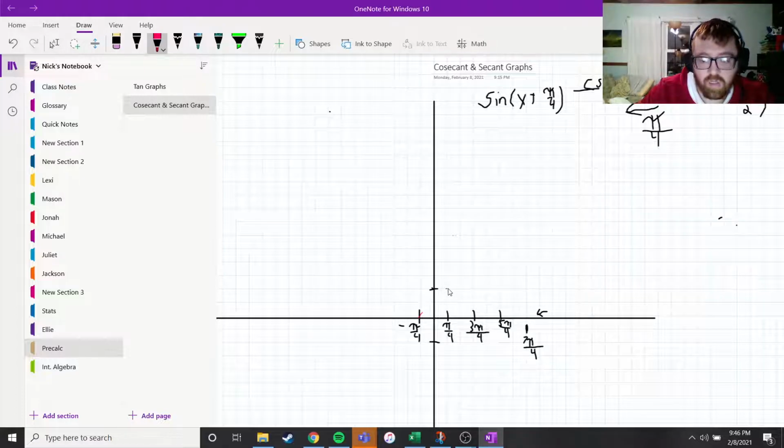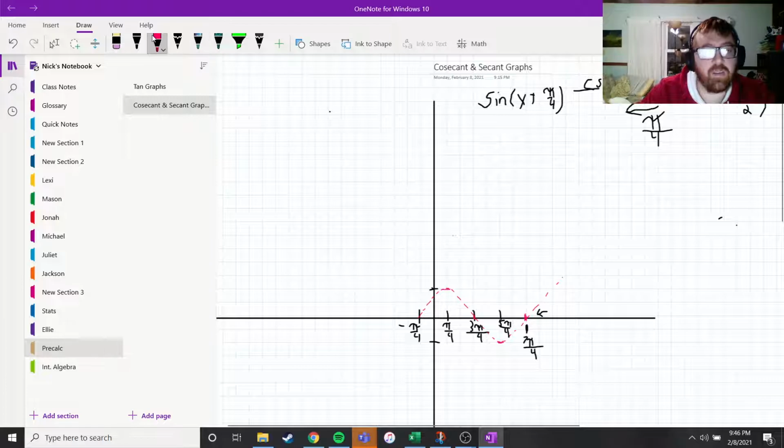We know that our peak is going to be here. We're going to cross here. We are going to have a minimum here. We're going to cross here. So let's do that. So that's going to be our sine graph.